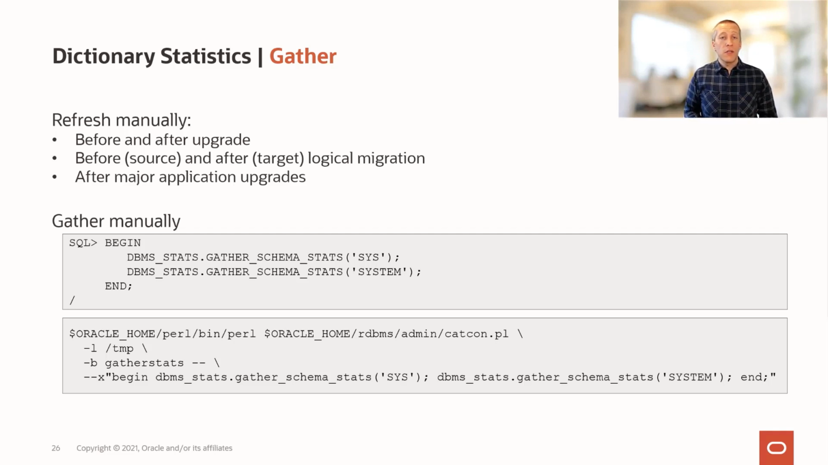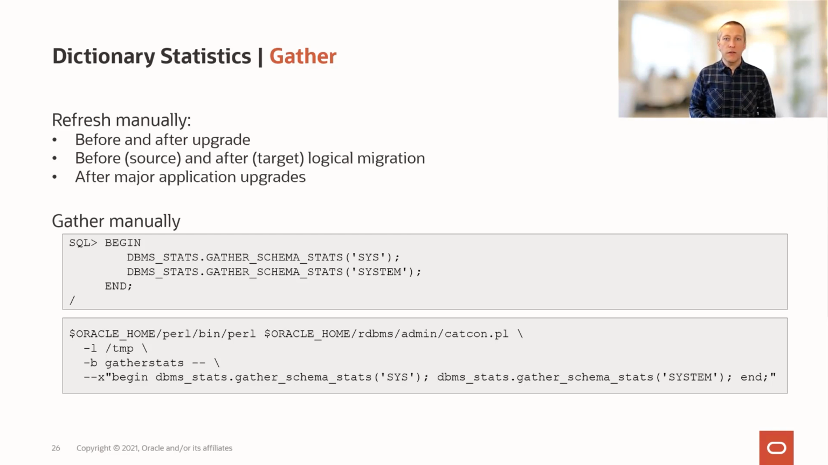If you look in the documentation, you'll find a procedure called GATHER_DICTIONARY_STATS. And it might sound like the best way to gather statistics on your dictionary. But actually, our recommendation is to gather on the SYS and SYSTEM schema instead. Why is that? Well, gather dictionary stats will by default work on all the Oracle-maintained schemas, and we only want good stats during migration and upgrade on SYS and SYSTEM.